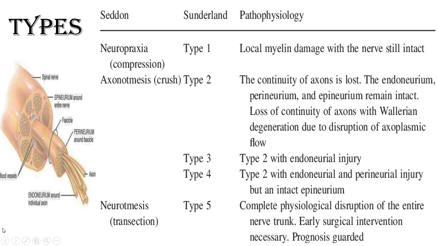Now last but not the least is neurotmesis. Neurotmesis means total transection of the nerve, a complete physiological disruption of the entire nerve trunk. Early surgical intervention is necessary, and the prognosis is very bad.